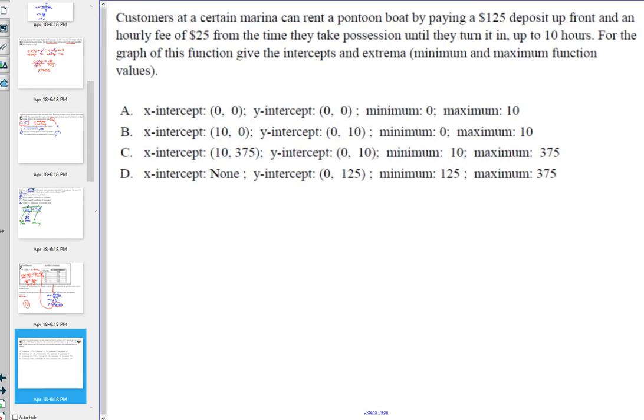Okay. Let's define the variables here. Obviously one of them is going to be cost. That tends to be your y. And we have time being measured in hours. So x will be hours, and y is going to be cost. Intercepts are what happens when the other one is 0. So if 0 hours have gone by, if you have used it for 0 hours, how much are you going to pay? 125, yeah, because you have to have a deposit.